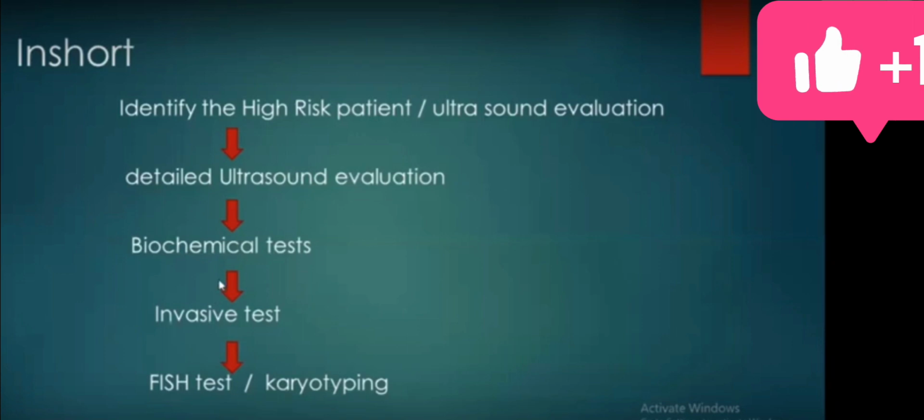So some patients may go further with the invasive test, but some patients may think that if there is a high risk of this congenital anomaly, then they opt for a what? Then they opt for an abortion. Some patients, if it is a precious baby, will go further for an invasive test and confirm whether this baby is healthy or not. Then they will decide whether to continue the pregnancy or not.